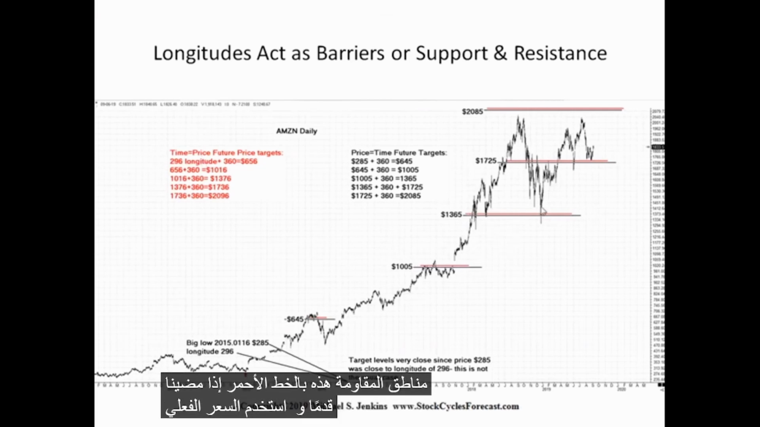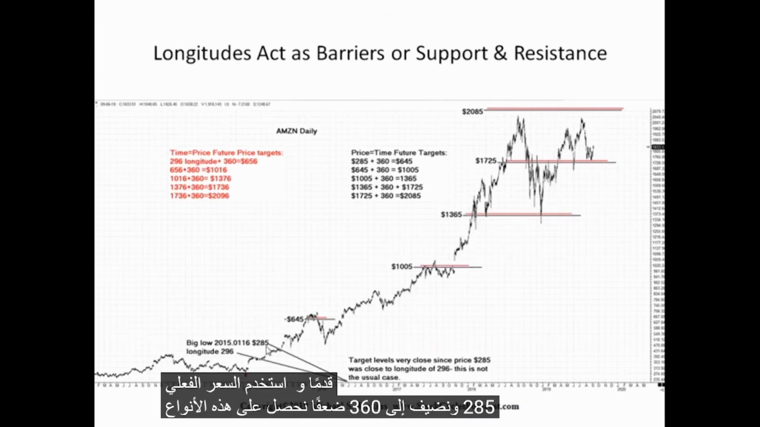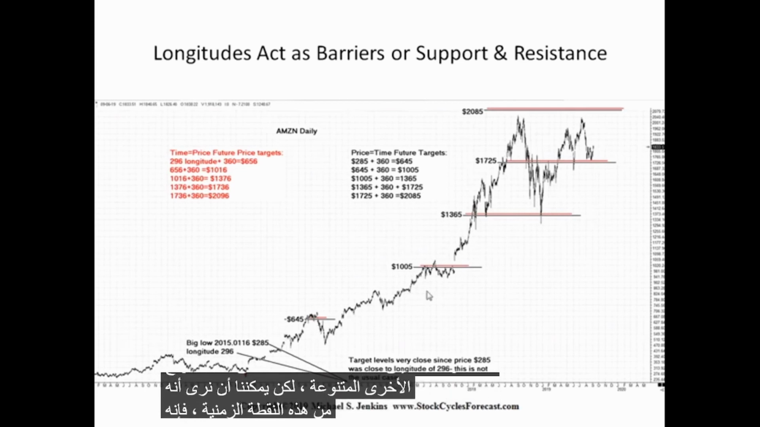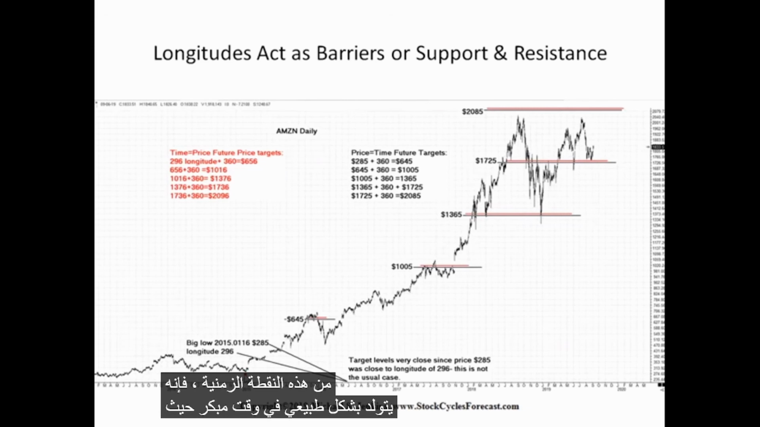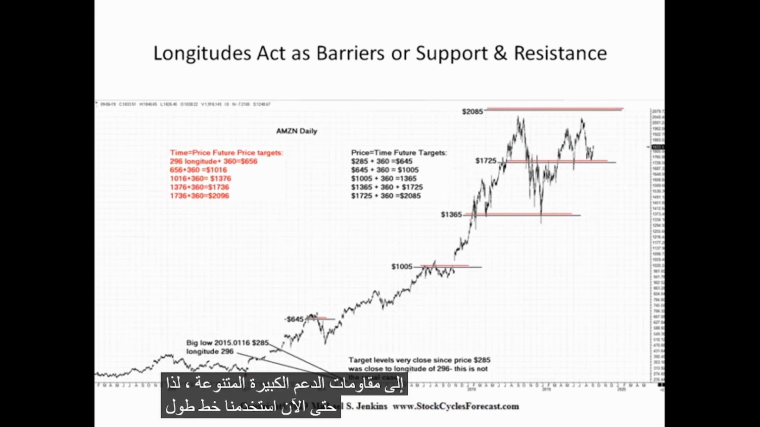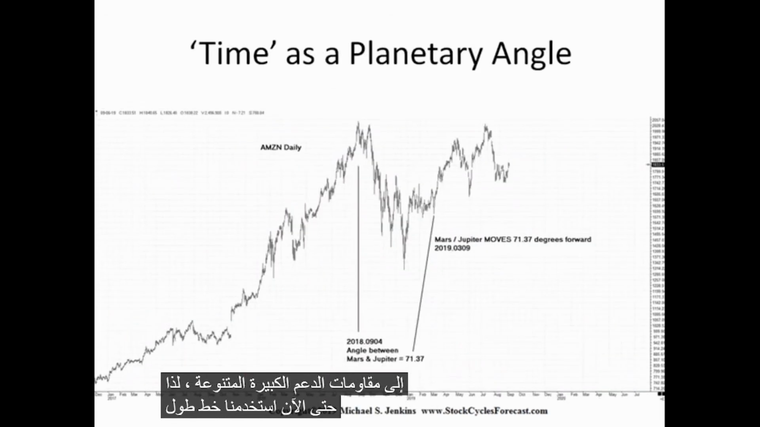If we go ahead and use the actual price of 285 and we add the 360 multiples, we get these various other ones. But we can see that from this one point in time, it is naturally generating ahead of time where the resistance and support levels are going to be. So this helps us a good bit on long-term forecasting or long-term portfolio liquidation when we get to these various big support resistance zones.